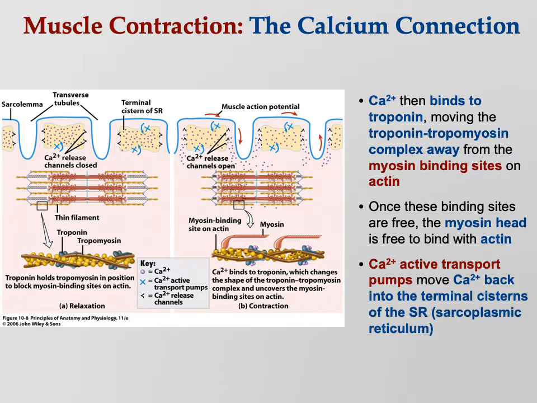The calcium active transport pumps will pump the calcium back into the terminal cisterns, and that's how we are able to get muscles to stop contracting. Now the thing is, those calcium pumps, the calcium active transport pumps, are working 24/7, 365.